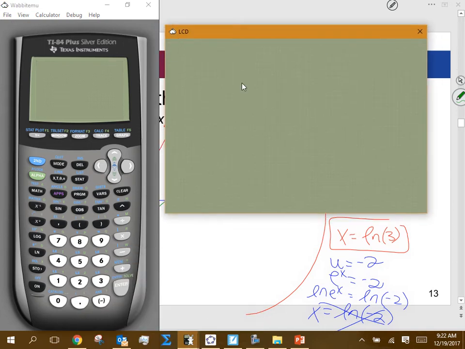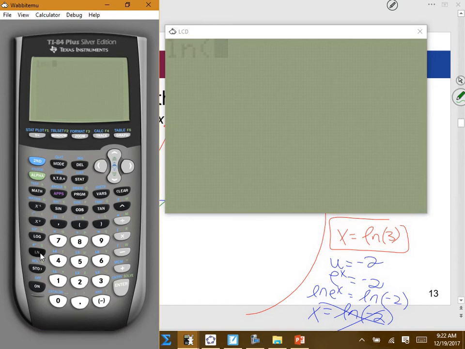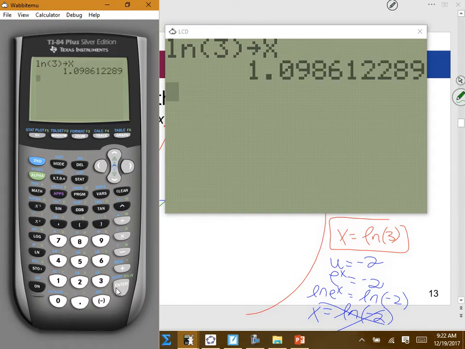Okay. So we just found out that our answer was ln of 3, right? We'll type ln of 3. Then I want to hit the STO button, which means store. And we're going to store it as x. And you store it as any variable you want to. If you hit alpha and then whatever letter, you can store it as A, B, C, whatever. And then we're going to hit enter. And it just shows me then what ln of 3 is.